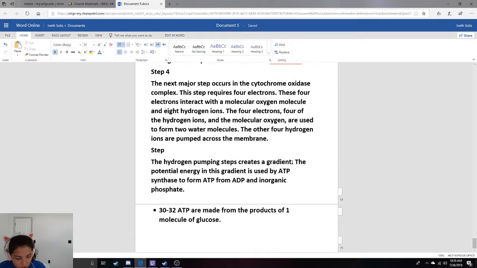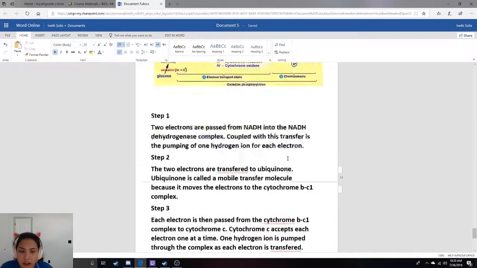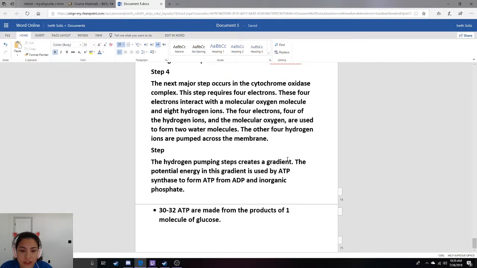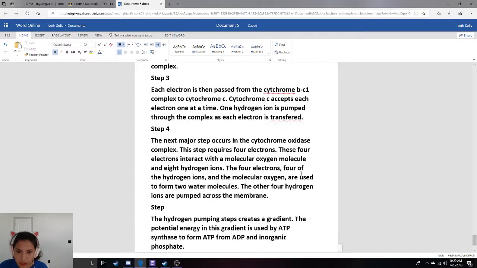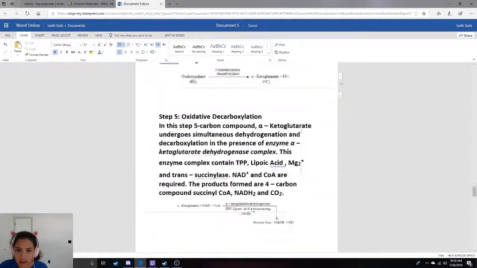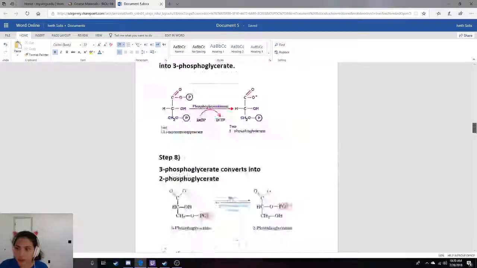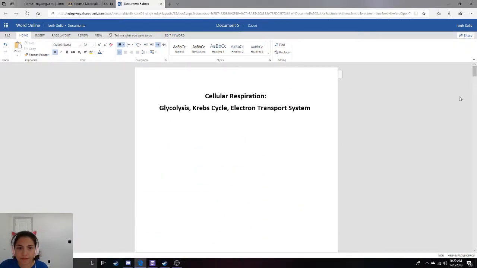And all in total, we should be getting 30 to 32 ATP. I got off the notes that it was 36 ATP, but it's actually 30 to 32. And that is all of the cellular respiration cycle.